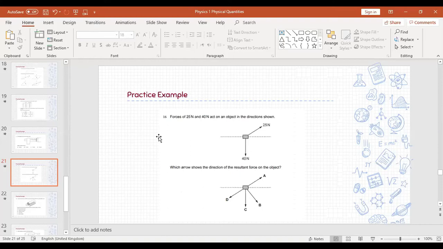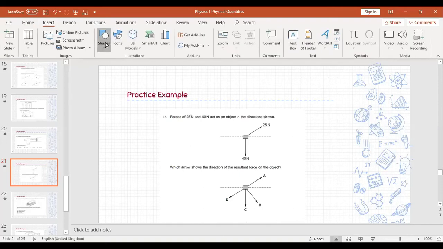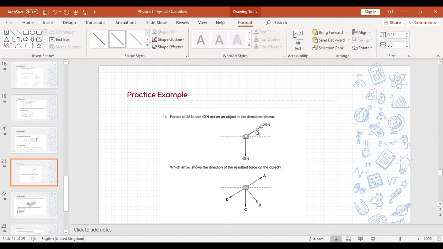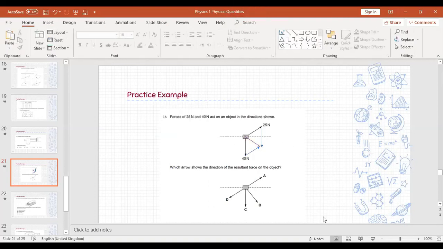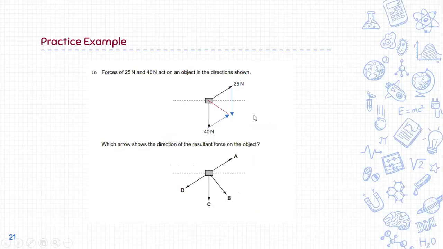Let me just draw this so it's clear how we can draw this. We'll take 25 Newton right here, and then a 40 Newton line. So our diagonal right here. So it's pretty close to B. So B will be the answer for this question.